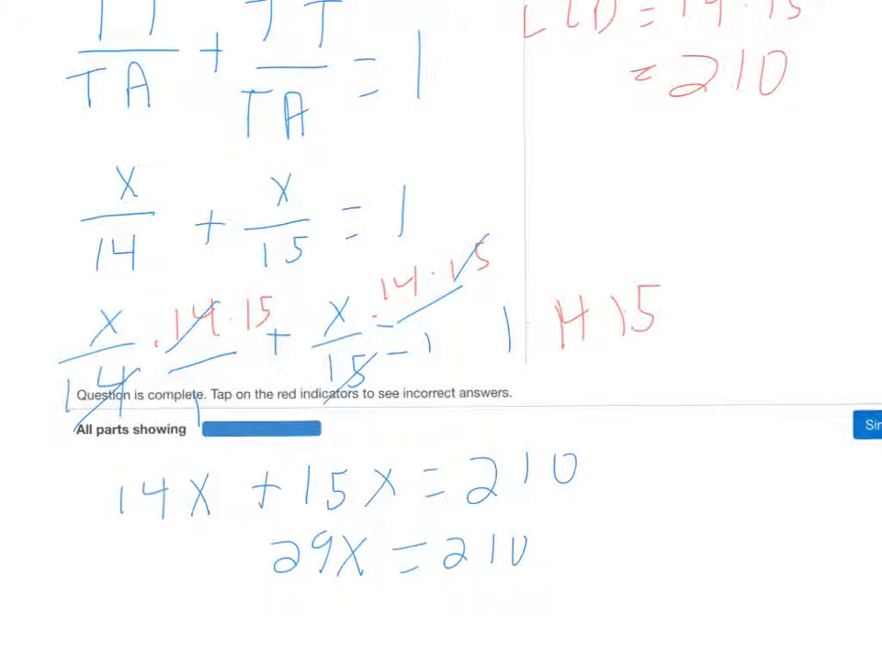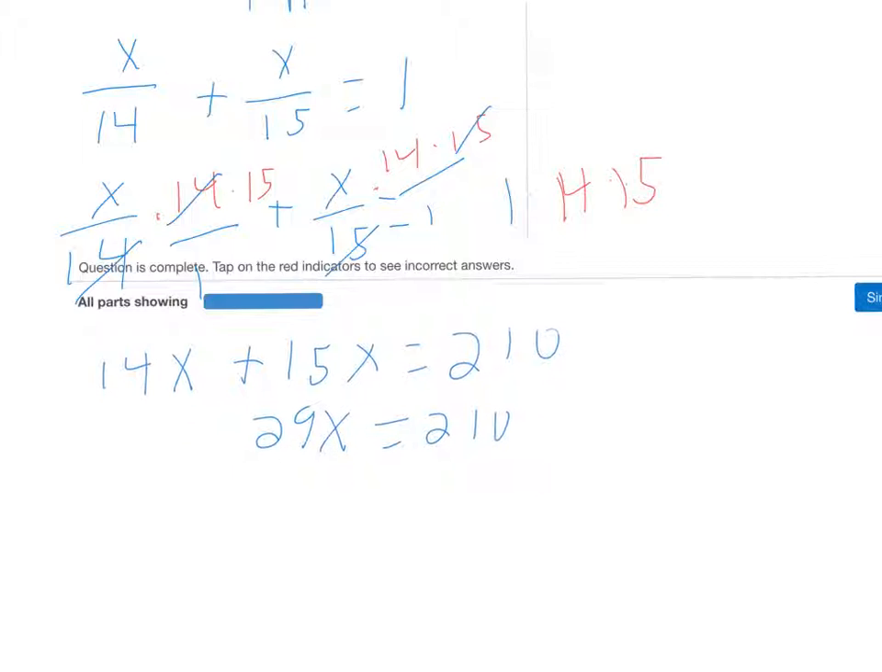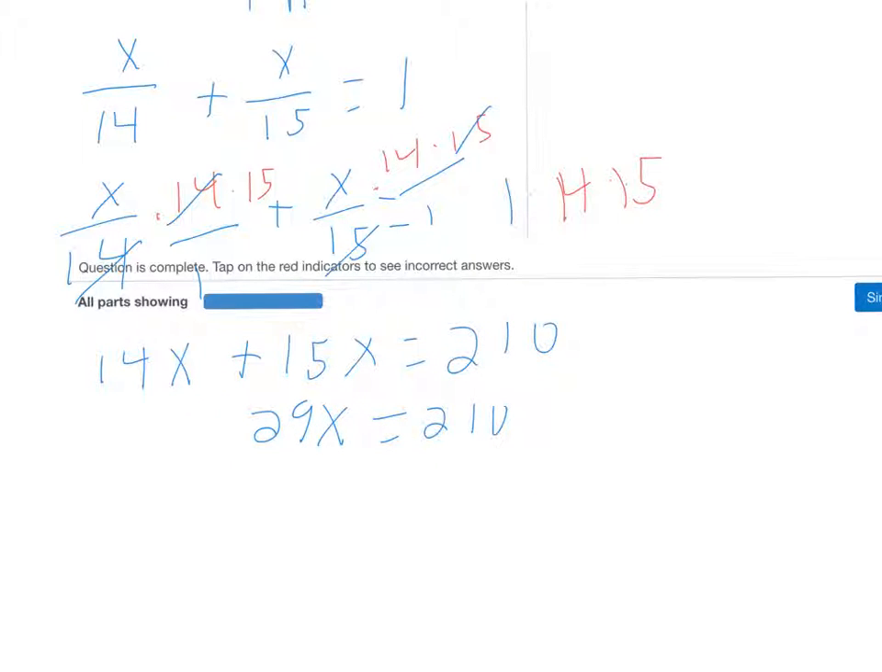Looks like I'm running out of space again. Can I move this up? I need to divide each side by 29, and so x equals 210 over 29, which I think the computer would accept.